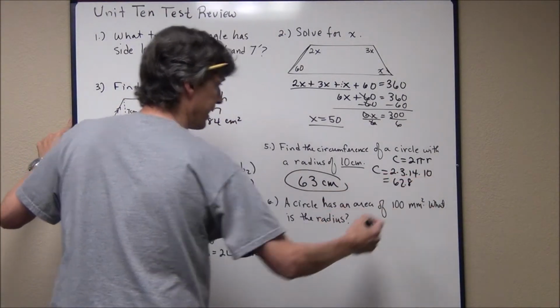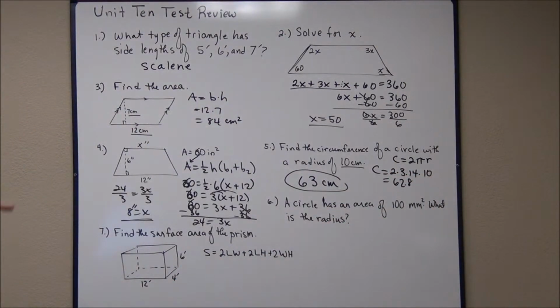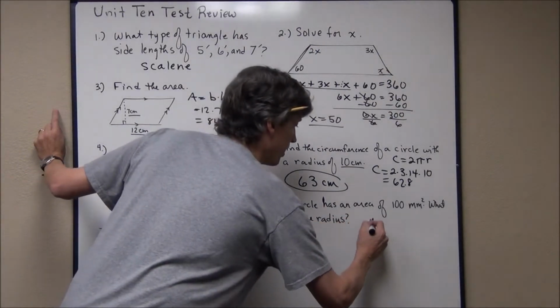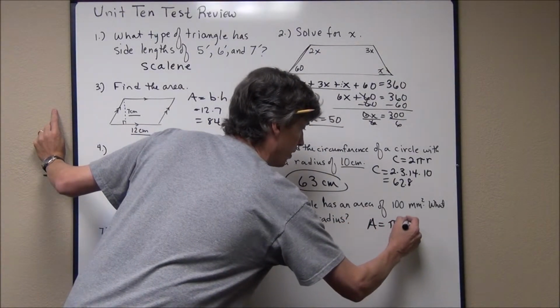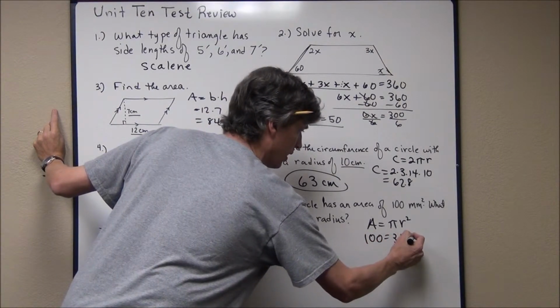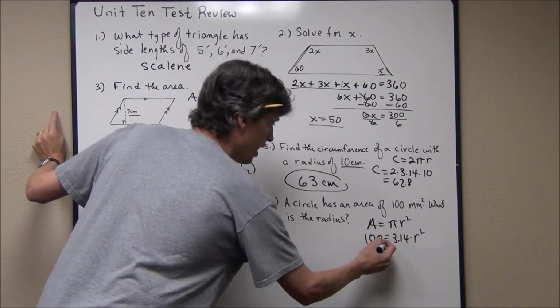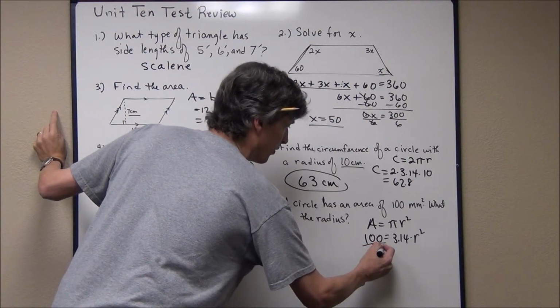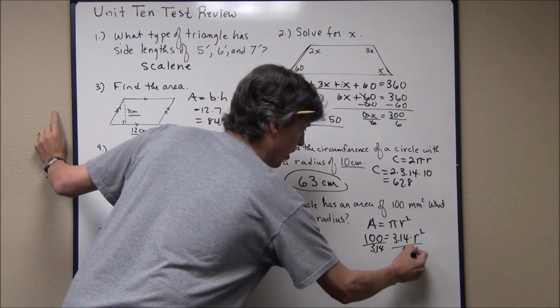Just multiply it out in a calculator if you want to double check. Problem 6, this time they give me the area of the circle to be 100 square millimeters, and I want to know what the radius is. Remember, area equals pi r squared, so I have 100 equals 3.14 times r to the second power. I'm going to have to divide both sides by 3.14 to solve for r.